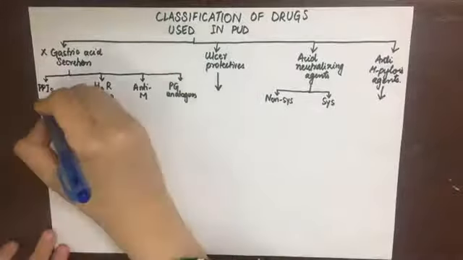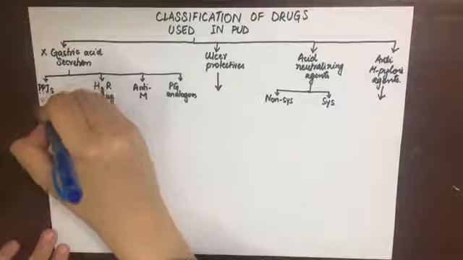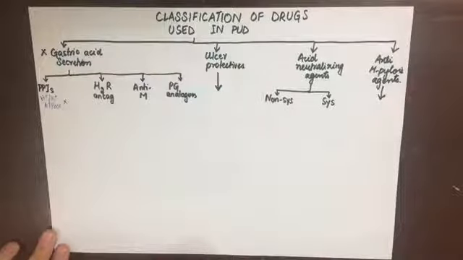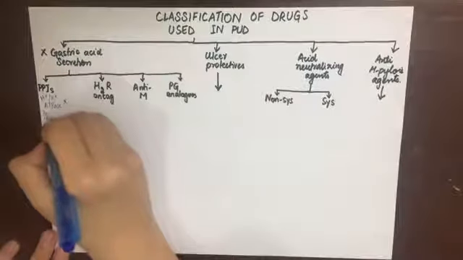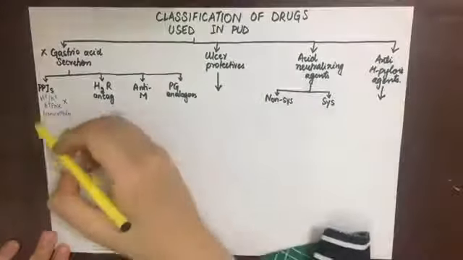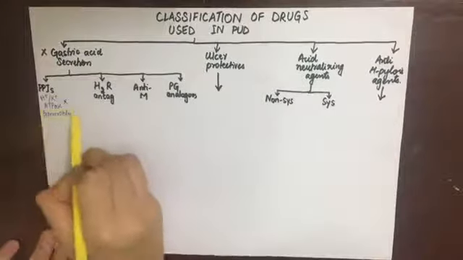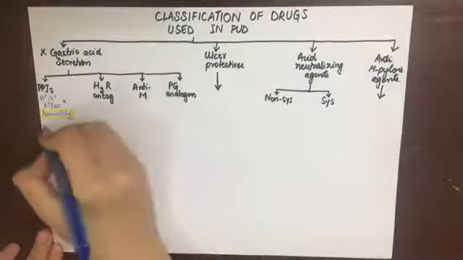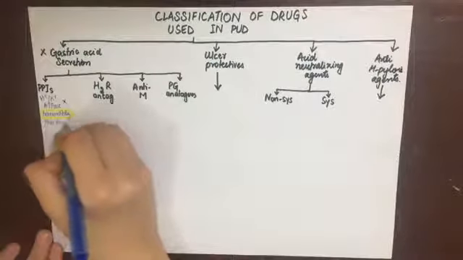The first class of drugs which will inhibit gastric acid secretion are proton pump inhibitors. What they do is basically they inhibit the proton pump, that is hydrogen potassium ATPase, irreversibly. That is, they are non-competitive inhibitors. That increases their duration of action, although they have a short half-life.